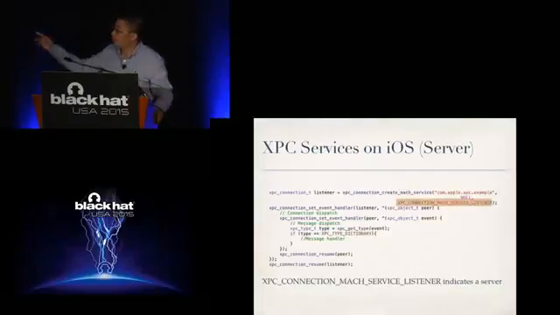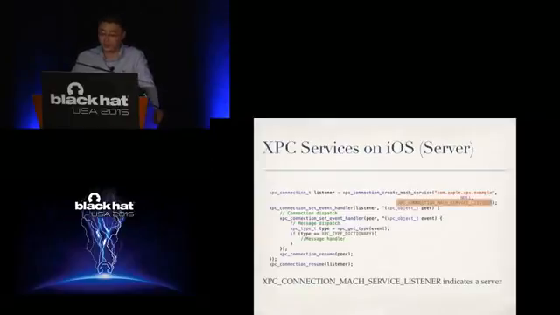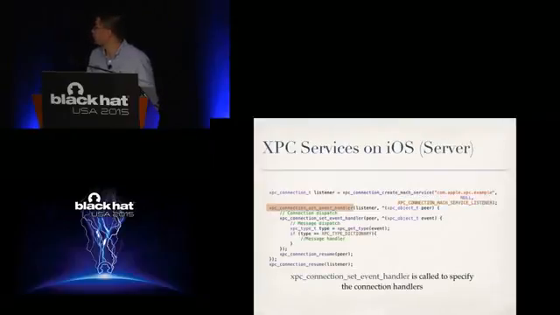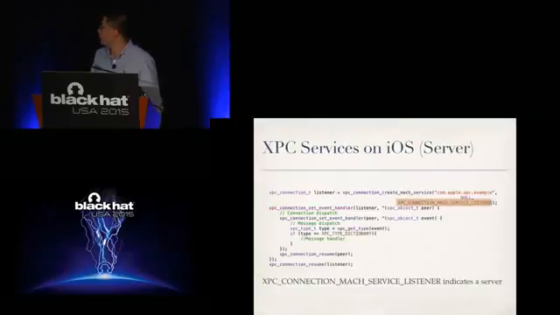Basically, the same API can also be used by the client side to connect to the service. The only difference is the third parameter. And here, there is a macro. Its value is 1. It indicates it's a server.